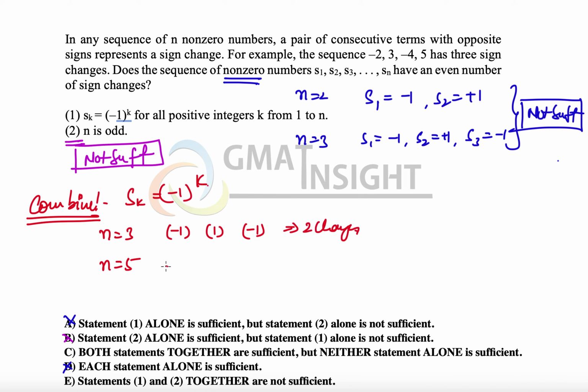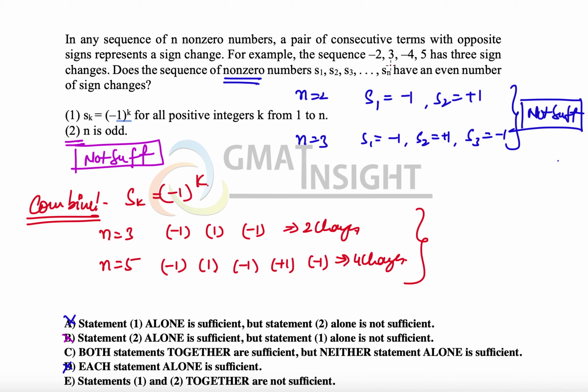But if n is equal to 5, we will have -1, +1, -1, +1 and -1 because every even term will give us +1, because -1 to the power even will always be +1 and -1 to the power odd will always be -1. So here the number of changes that we see is 1 change, 2 change, 3 change, 4 change. So we have 4 changes. So even after combining the two statements, we do not have a unique number of sign changes.